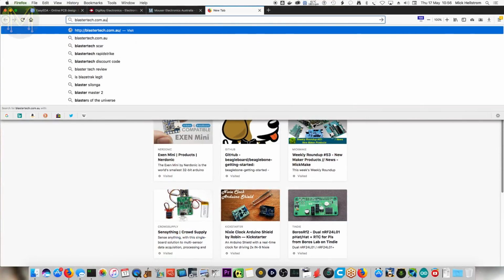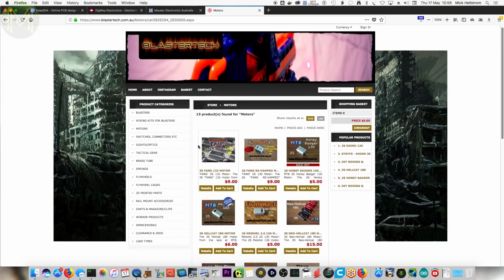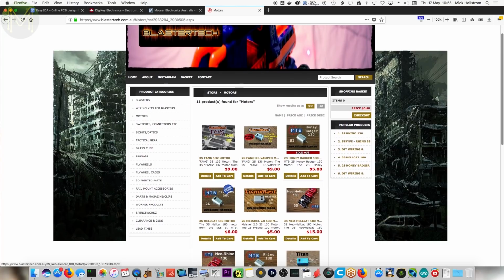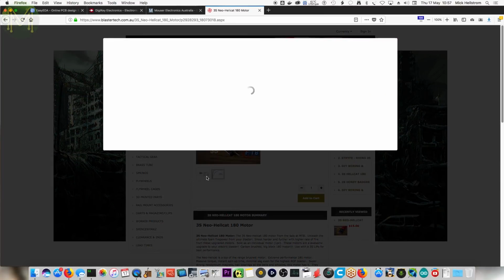It's like a Nerf specialty store. They sell a whole bunch of motors. I got a couple of these at home. This one here, I bought a few. I haven't really used them properly yet. The reason you go for big motors is because they've got more torque, and because they've got more torque, they usually draw a lot of current.